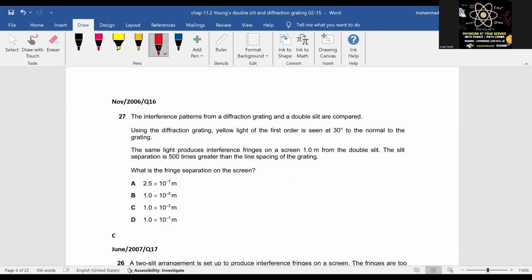The interference patterns from a diffraction grating and a double slit are compared. Using the diffraction grating, yellow light of the first order is seen at 30 degrees to the normal to the grating. The same light produces interference fringes on a screen 1 meter from the double slit. The slit separation is 500 times greater than the line spacing of the grating. What is the fringe separation on the screen?